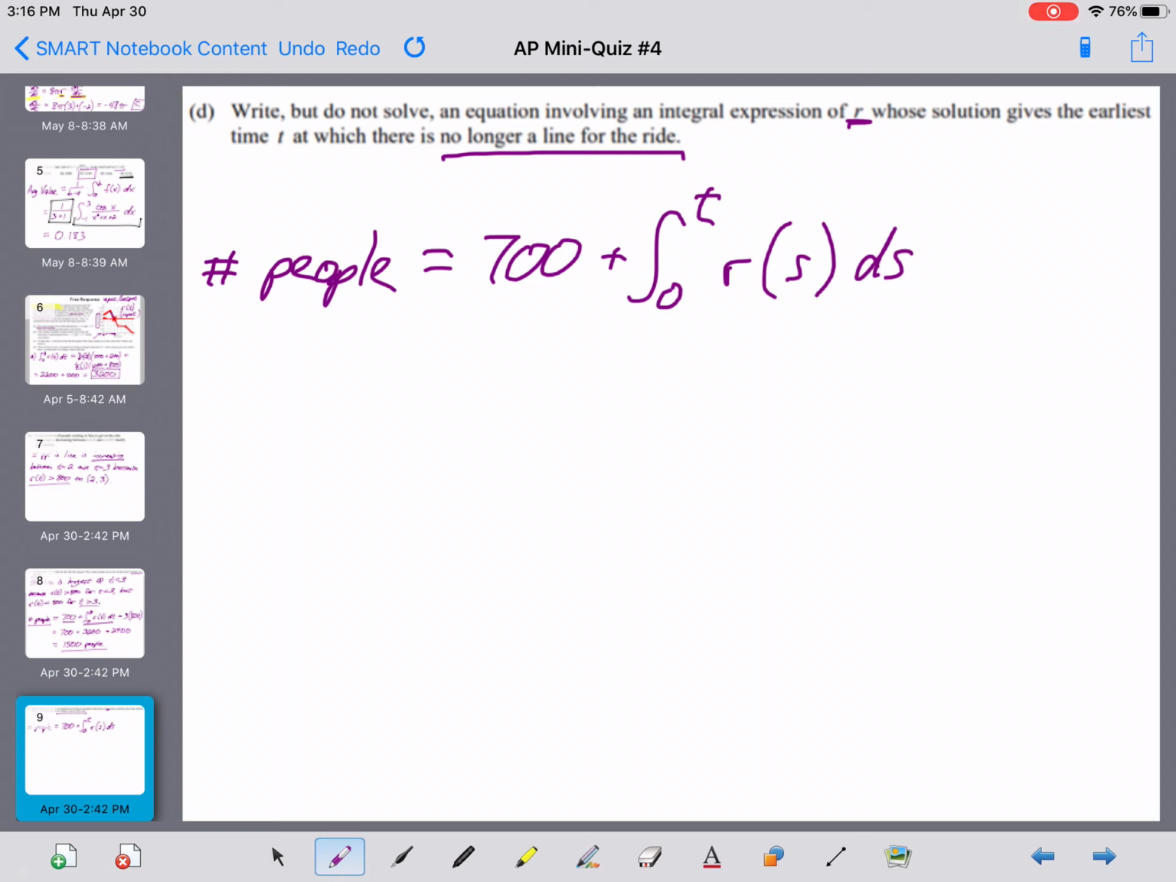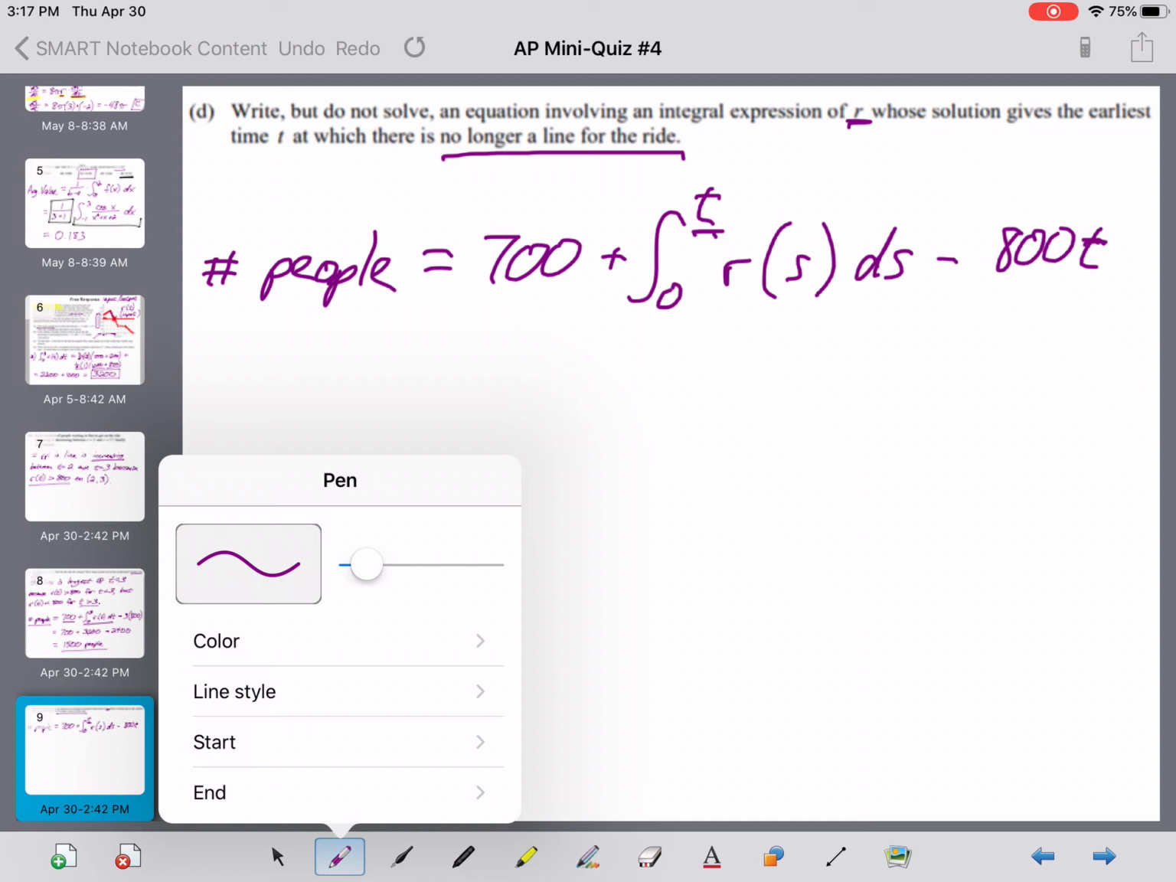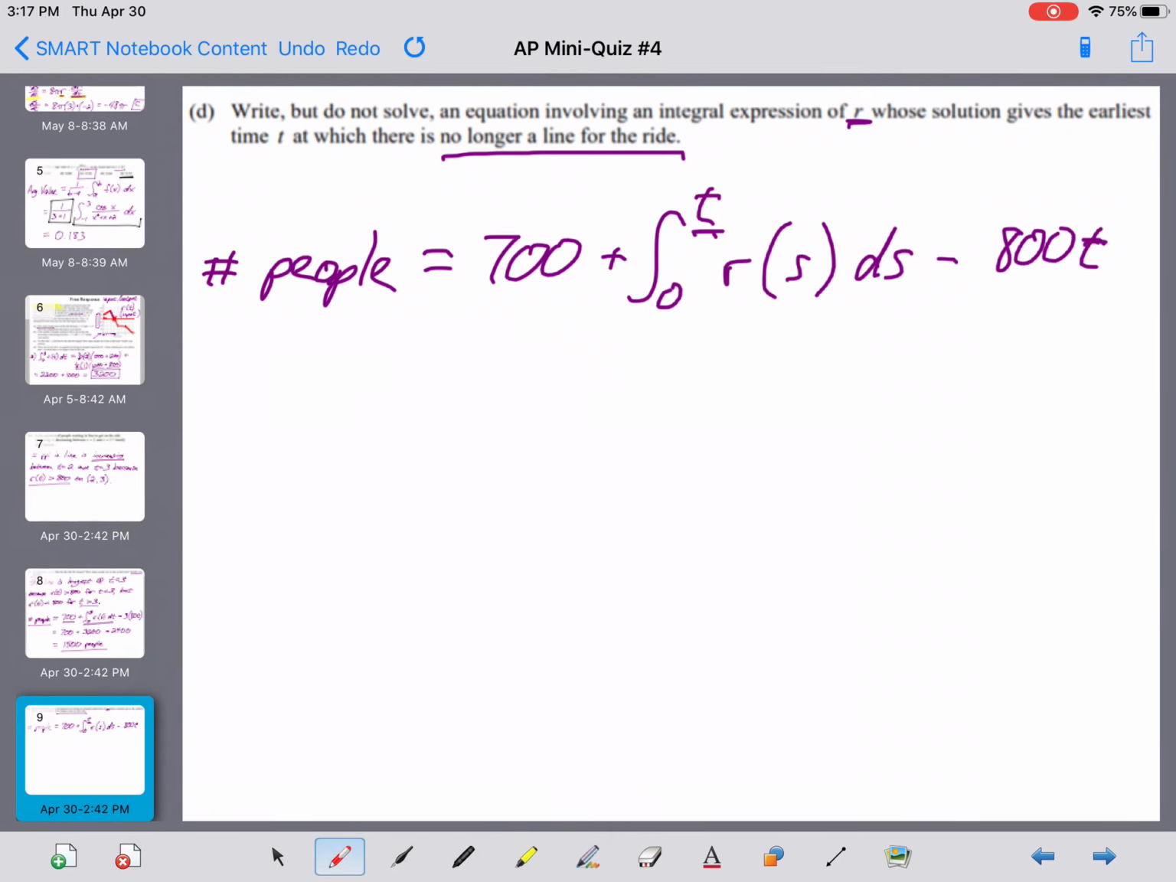is going to tell us the total number of people who've been added to the line from 0 until t. And then we need to subtract from that 800 people per hour. Well, how many hours are we talking about? We don't know. That's what the variable t is representing. So we'll multiply that 800 by t, and then we have to make sure that we wanted there to no longer be a line for the ride. So we'd have to set that equation equal to 0. And that should do what they wanted here, guys, right? But do not solve an equation involving that integral expression of r, whose solution gives that time t. Yep, that's what we needed for part D.